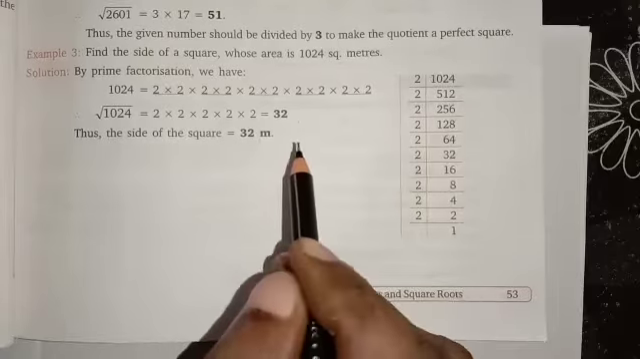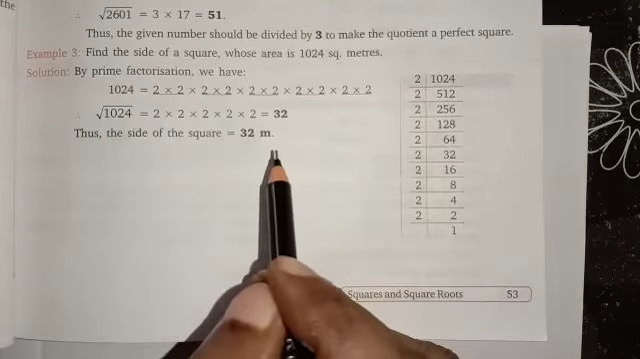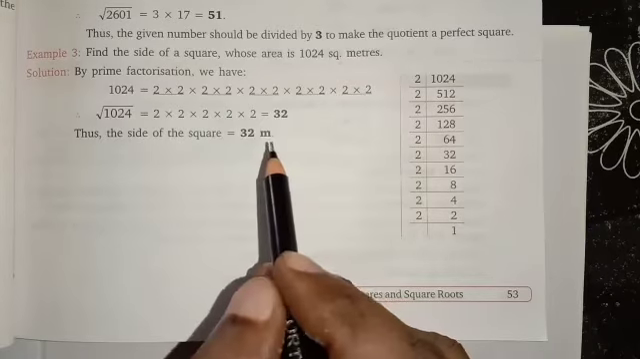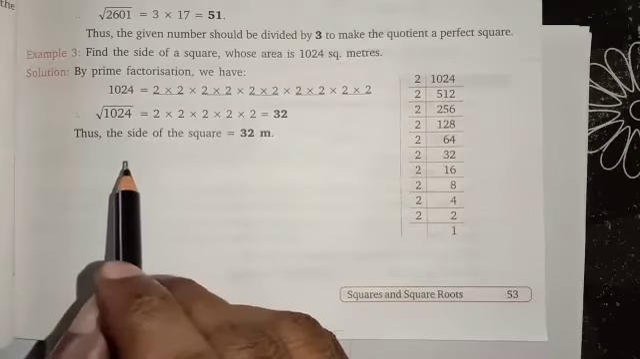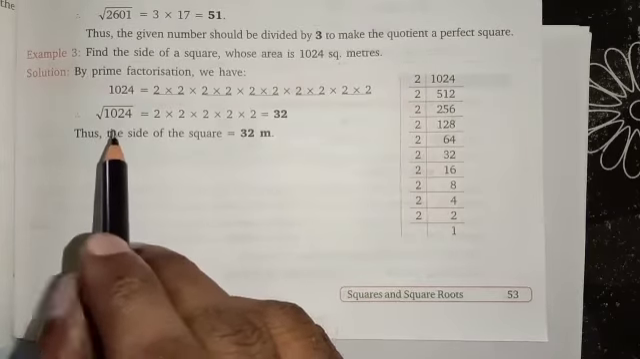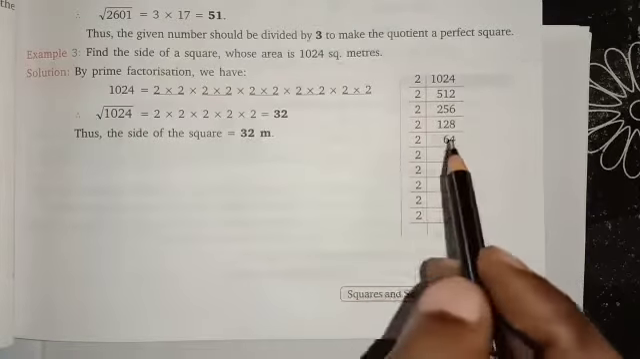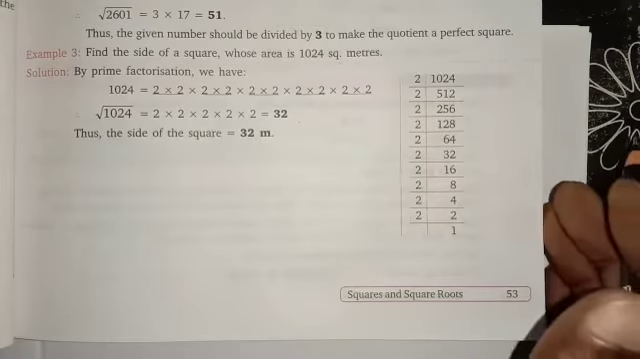If the area of the square is given, how to find the side of the square? Because area of a square is equal to side squared. That means area is given and side will be the square root of the area. That means the square root of 1024 is coming 32 by prime factorization method. Okay. Let us go to one more question.